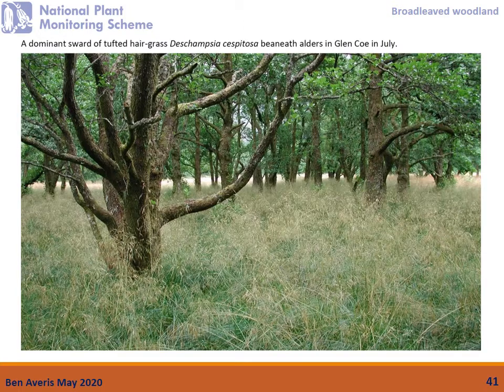Some more older woodland on wet ground. It's pretty flat wet ground here on a valley floor in Glencoe. And the ground vegetation is tall and lush, and it consists mostly of tufted hairgrass, Deschampsia cespitosa, a very distinctive grass, which is about as distinctive as that greater tussock sedge that we saw earlier on.